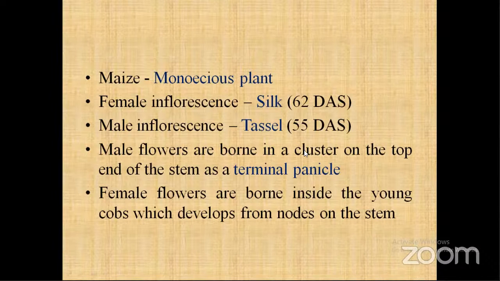These male flowers are borne in a cluster on the top end of the stem as a terminal panicle. And female flowers are borne inside the ear cobs. Cobs, we know, are the female reproductive structures in the maize crop. They develop from nodes on the stem. This tassel is present on the top side of the plant at the end, but female inflorescences are present on both sides of the stem.